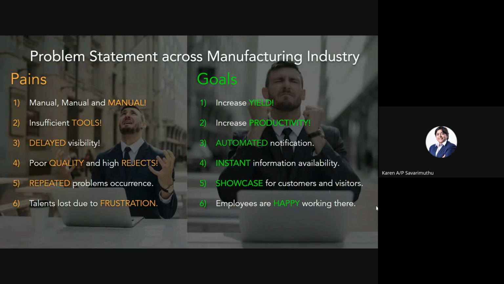And of course, you want to have your employees in a happy working environment. So how do you do that? By having a lot of automation, a lot of good processes and procedures, your happy employees will be staying with you. Okay. That's how you keep up, right? So always remember, these are the main problem statements that we have across a lot of manufacturing industries. Okay, so if you go in as an engineer and you don't identify all these things, you're not going far. All right.